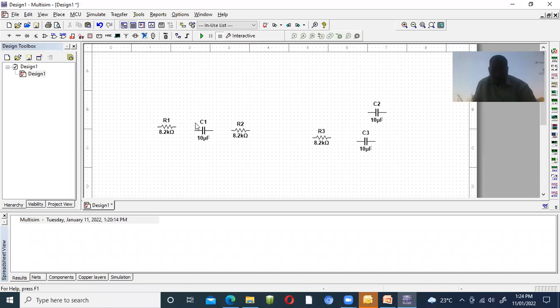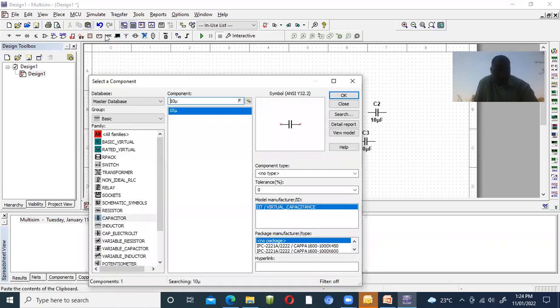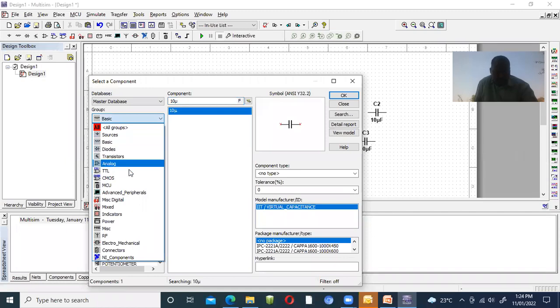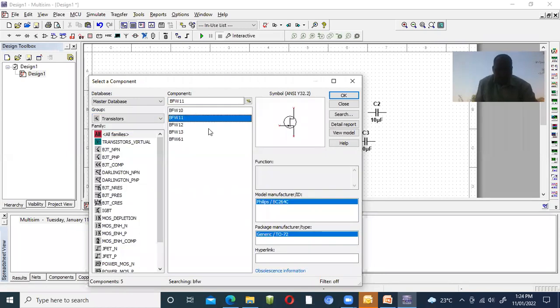we require one BFW 11, that is a JFET. So go to place component, select here transistor. Select transistor. Now write down the name here, BFW 11. BFW 11. Nearby here. BFW 11. Right? Okay.